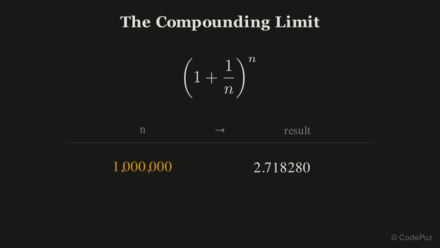Watch as n grows from 1 to 1 million. The result converges. Each new decimal place costs 10 times more iterations than the last. The number slows, settles, and stops. That limit is 2.71828 and we call it e. And its logarithm is the natural logarithm.